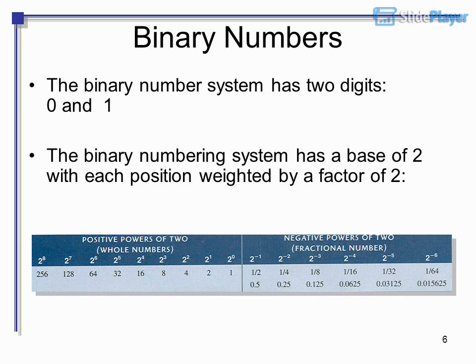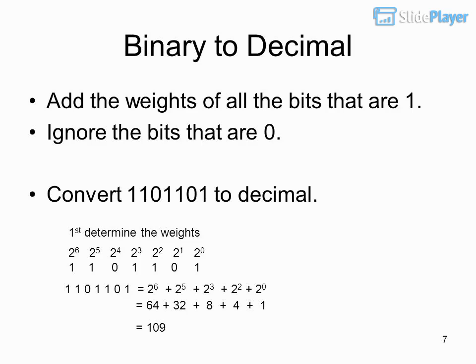Binary numbers. The binary number system has 2 digits, 0 and 1. The binary numbering system has a base of 2, with each position weighted by a factor of 2. To convert binary to decimal, add the weights of all the bits that are 1. Ignore the bits that are 0.